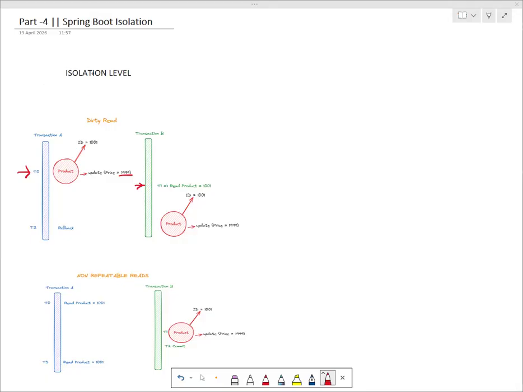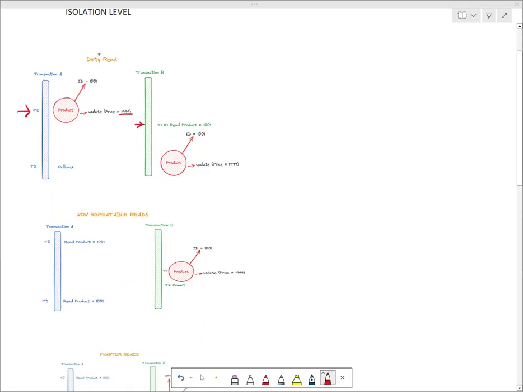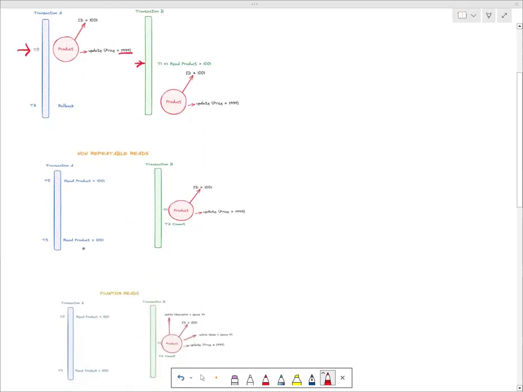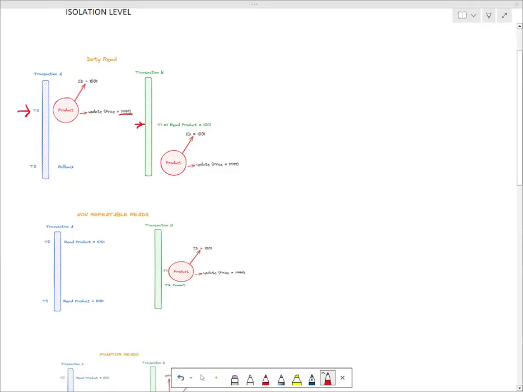There are several types of concurrency problems. Mainly these three problems: the dirty read problem, the non-repeatable read problem, and the phantom reads problem. One by one I will discuss. First, the dirty read problem.